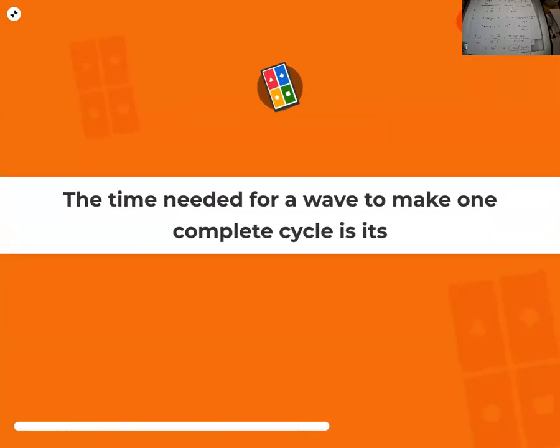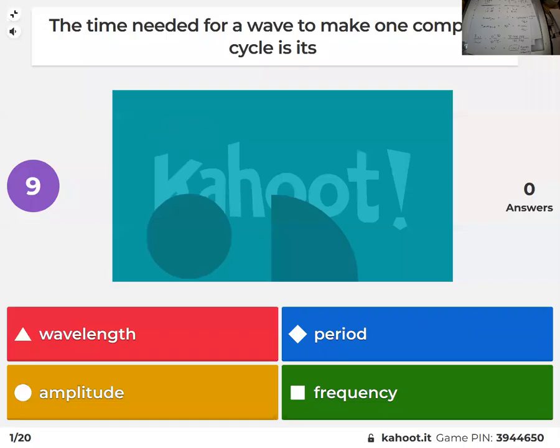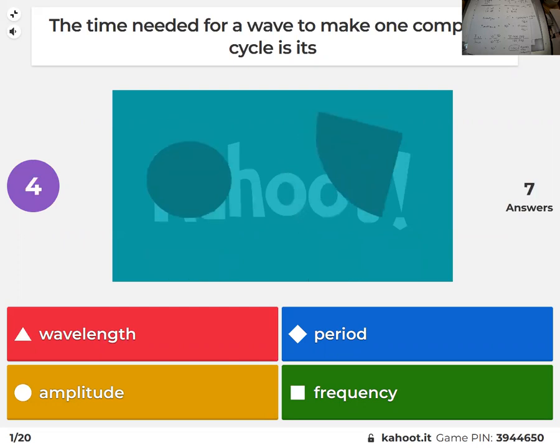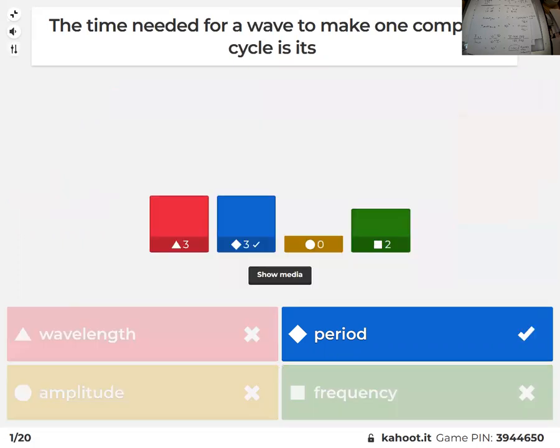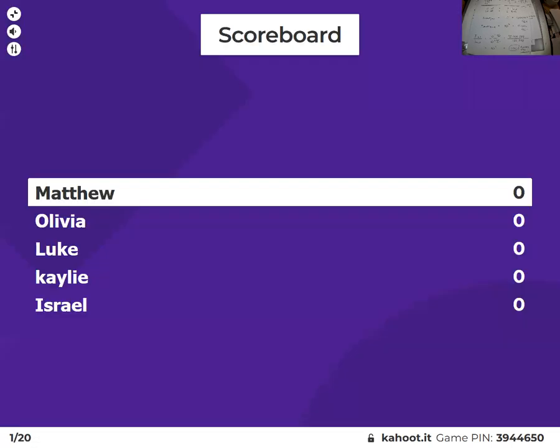The time needed for a wave to make one complete cycle is its what? Yeah, time period. So that's the time for one complete cycle. Now, if you pick the red one, wavelength, that would be true if it said the distance for one complete cycle. The distance for one cycle is one wavelength. If you pick the green one, then that's actually the reciprocal of the answer because frequency is the reciprocal of time period. Right? So 1 over time period would be in hertz.